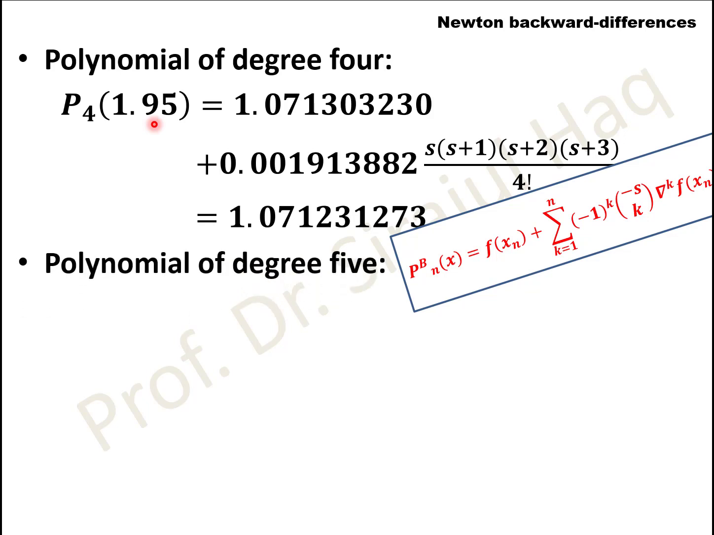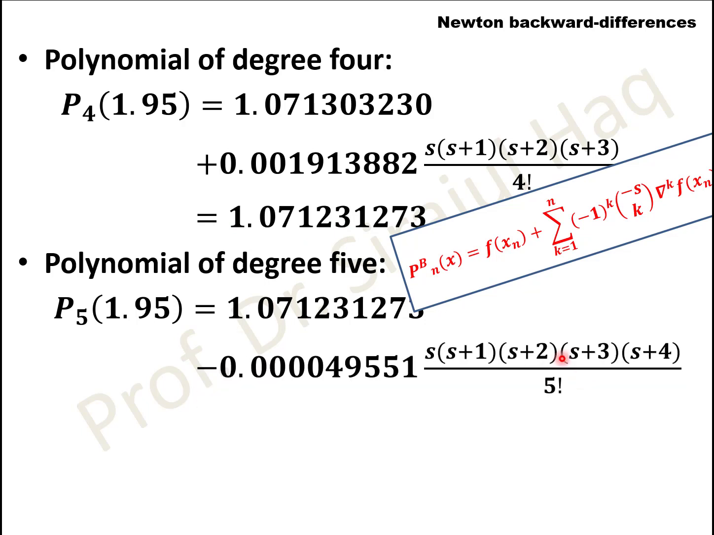Come to the polynomial of degree 5. Polynomial of degree 4, so I use the value, the k starting from 1 up to 5. K starting from 1 up to 4 are used in the polynomial of degree 4, which is clear from here. And this is the value coming from polynomial of degree 4, and plus this is the value corresponding to k is equal to 5.